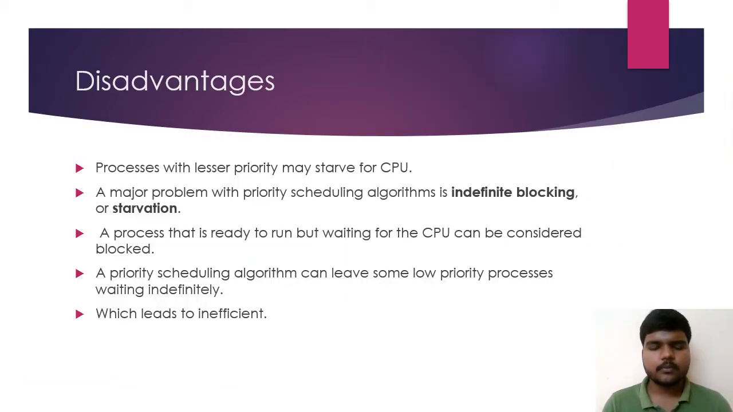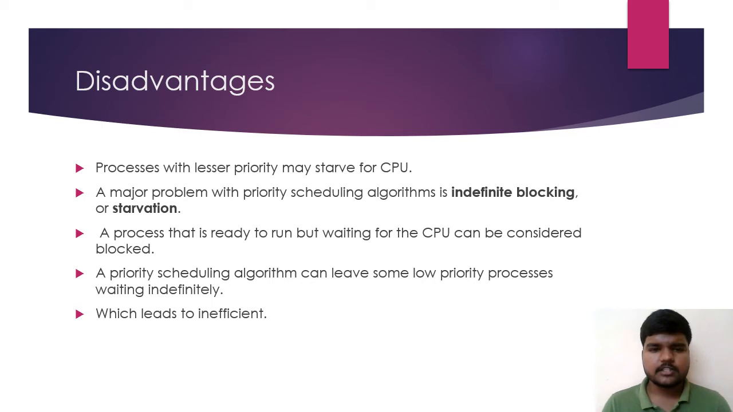Disadvantage of priority scheduling. The lower the priority, the lesser the chance of the process getting executed. So there will be a problem in priority scheduling, which is indefinite blocking or starvation. A process that is ready to execute but waiting for the CPU is considered to be blocked. So the priority scheduling algorithm can be inefficient for processes which have lower priority.